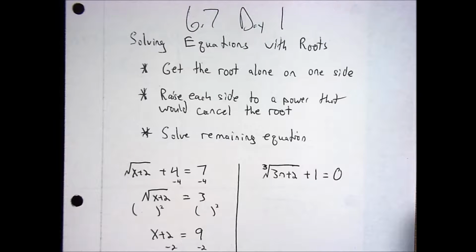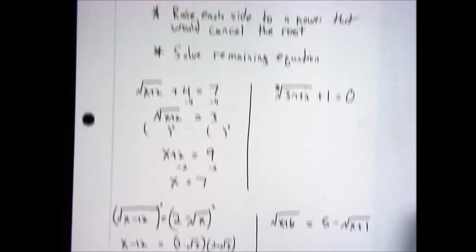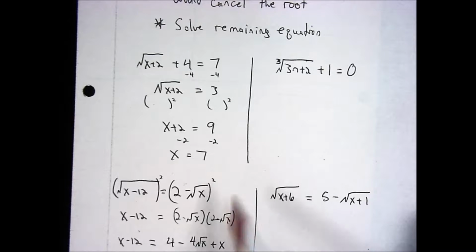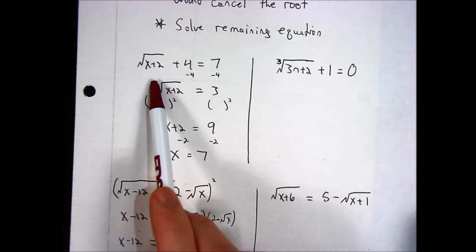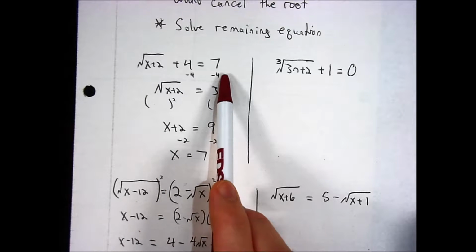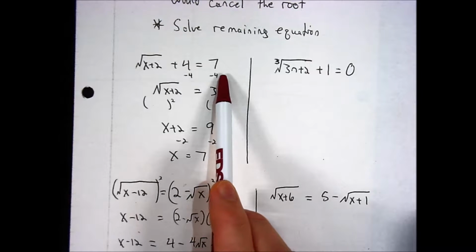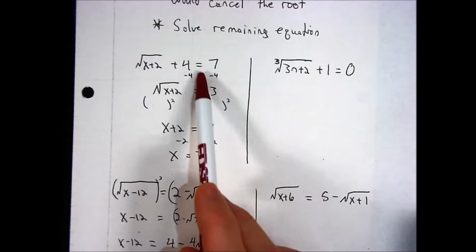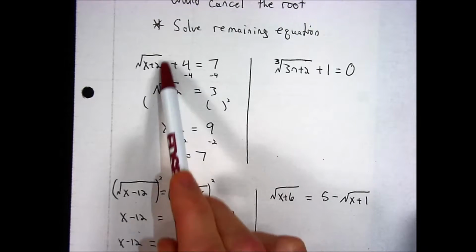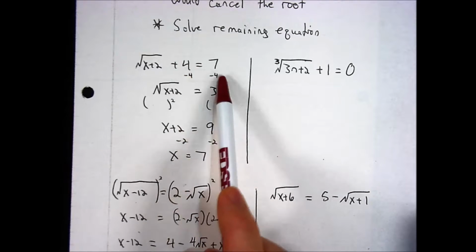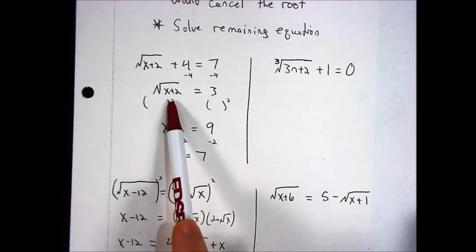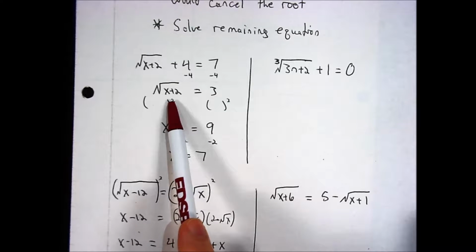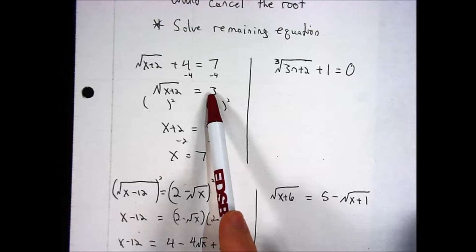Alright, so example problem here: we've got the square root of x plus 2, plus 4, equal to 7. So step 1, we need to get that root alone. To get it alone, we need to get rid of this 4. We're going to subtract 4 over. And now I have the square root of x plus 2 by itself on one side, equal to 3.